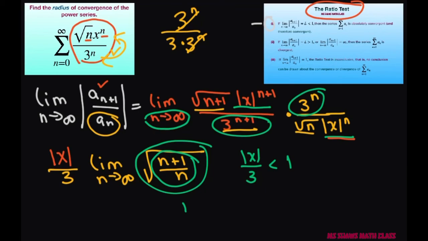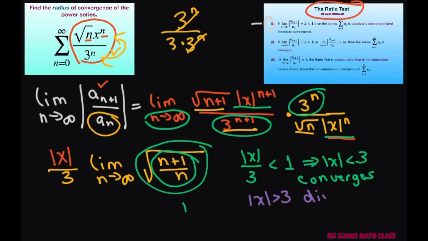Now for it to be convergent, that means absolute value of x is less than 3. So this is convergent. I'll just put converges. And then if we have absolute value of x greater than 3, that would be diverges or divergent. That would be if you have condition 2. So our radius of convergence is 3. So just put r equals 3.